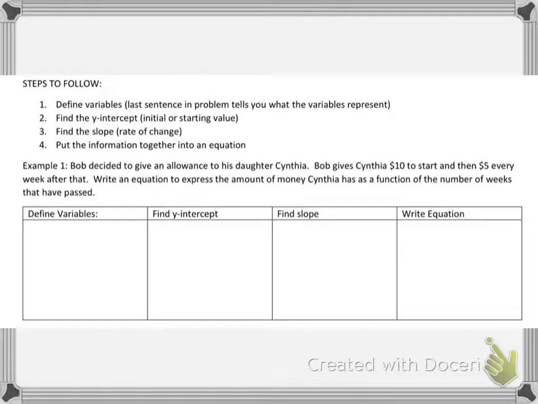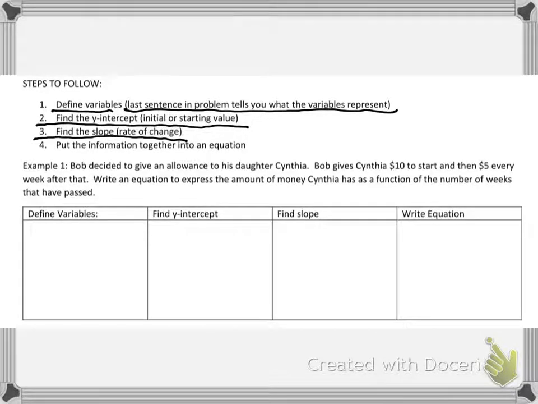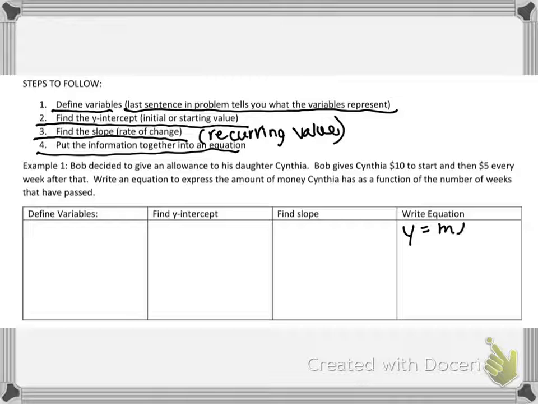So here are some steps that you can use. We can define our variables, and notice that the last sentence in the problem usually tells you what the variable represents or what you're trying to find. Then we have to find the y-intercept, which is, again, the initial or starting value. We need to find the slope or the rate of change, which, again, we said is our recurring value. And then lastly, we put it all together into an equation in the form y equals mx plus b. Okay? So let's read this example.